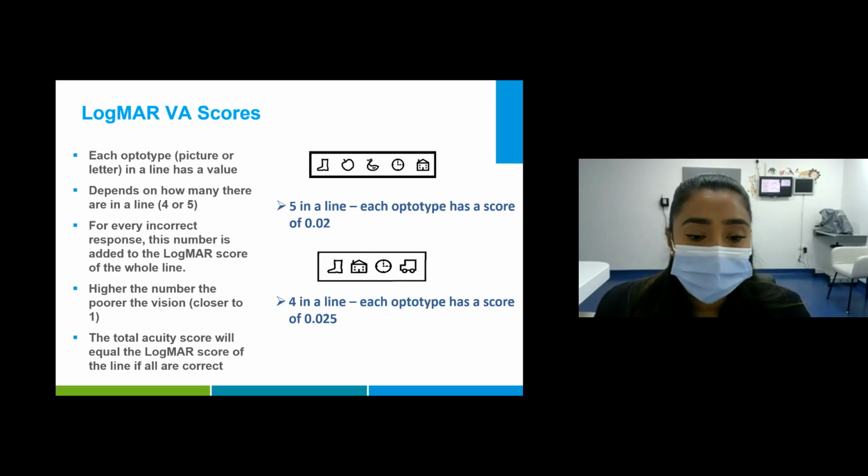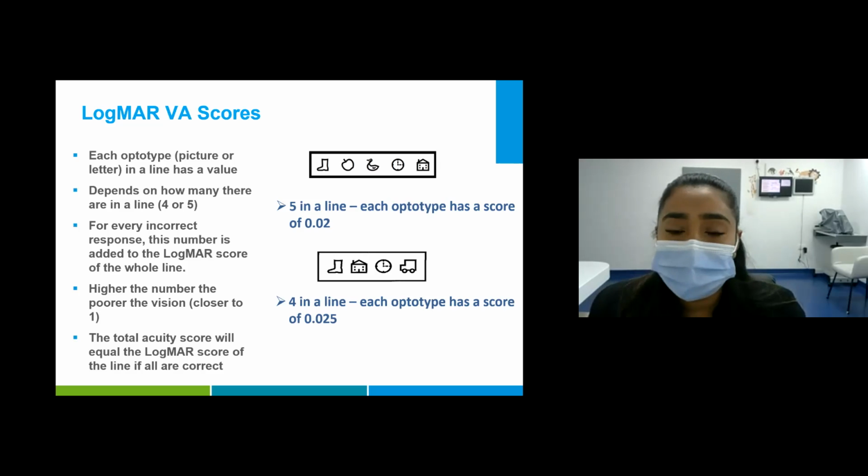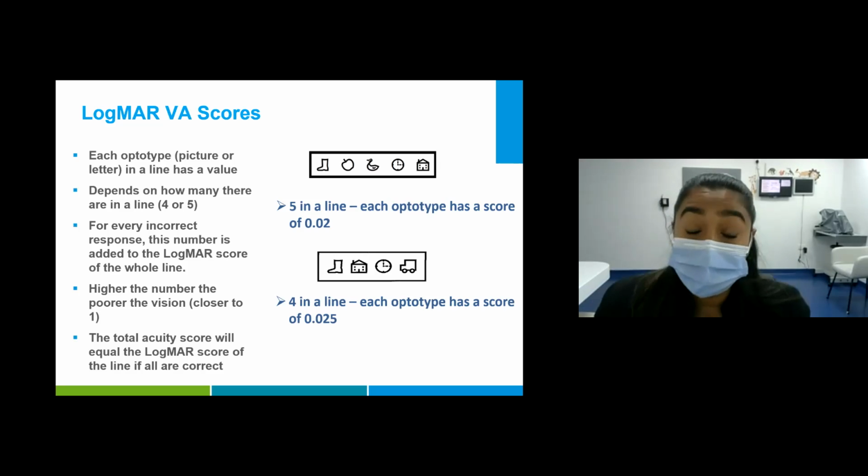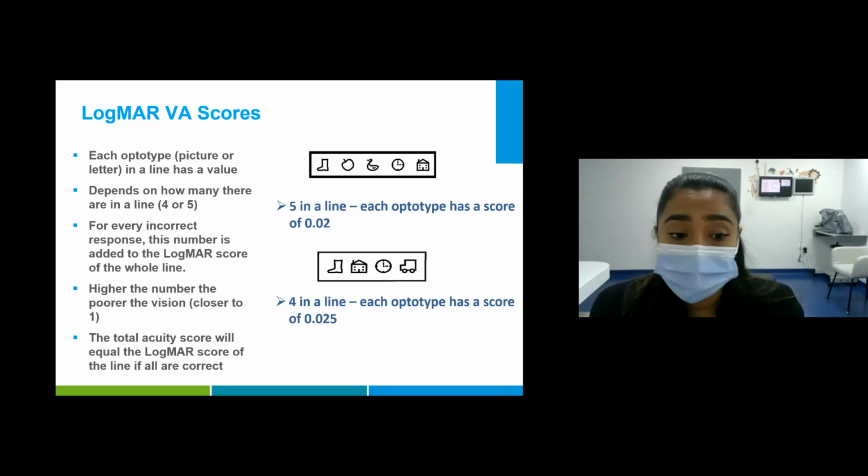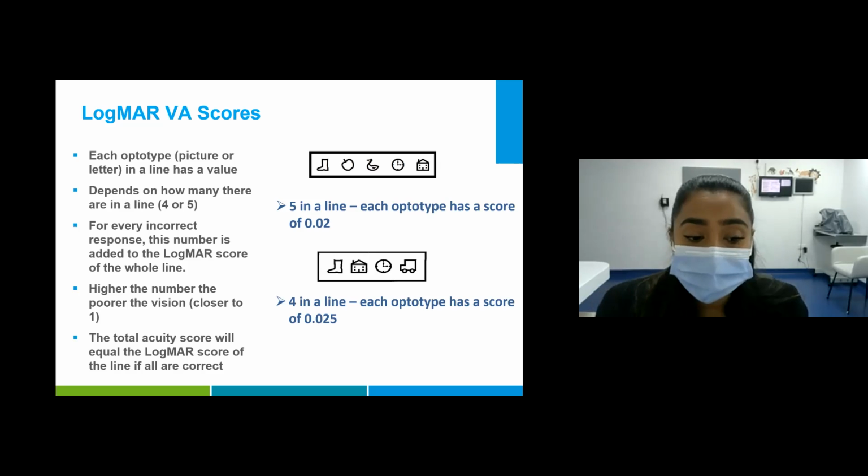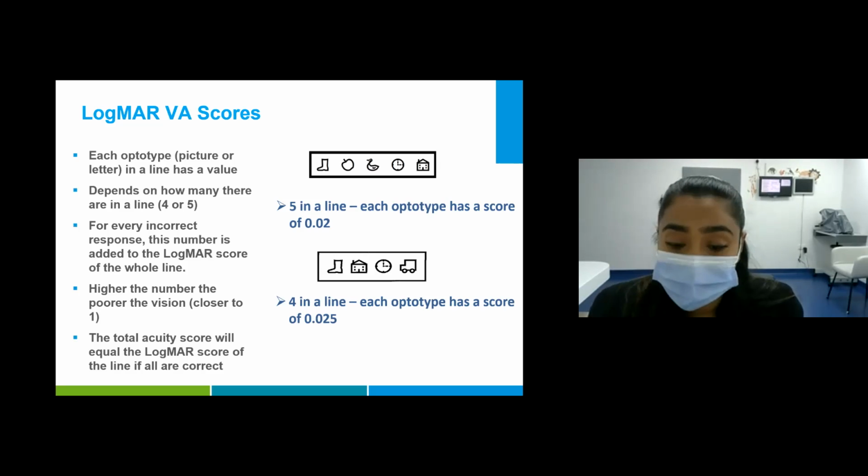So we'll go on and explain it a little bit better with having a line and how to score this, but basically a higher number shows poorer vision. So any number that's higher has poorer vision. The total acuity score will equal the logMAR score of the line if they are all correct.